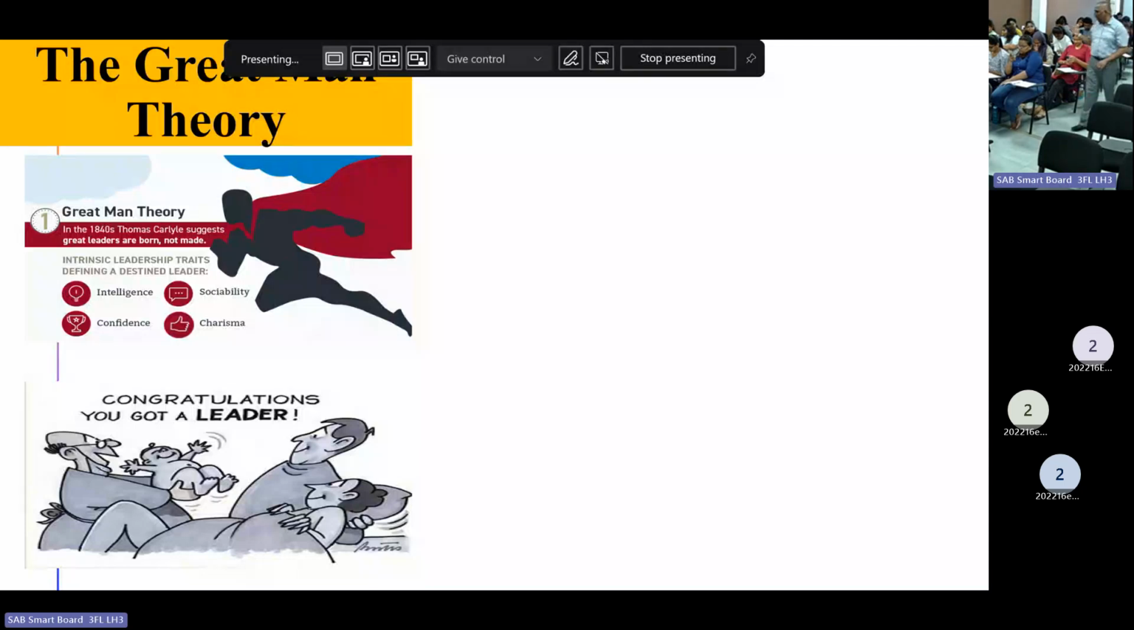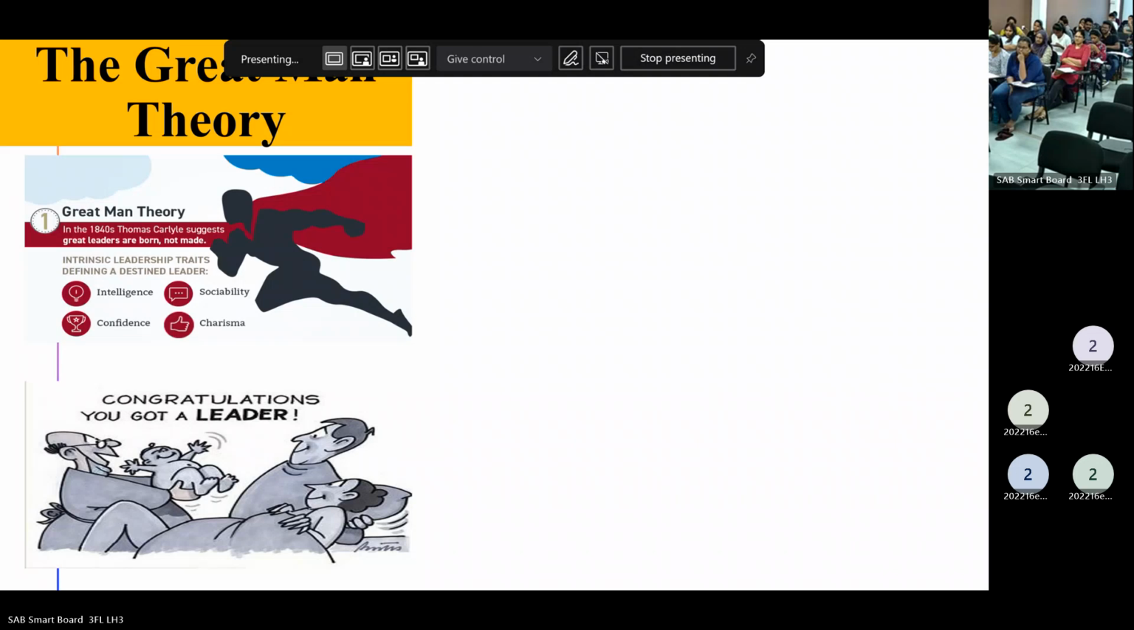So you can see how research is done. The research is still continuing. So I want you to understand that more than 100 traits have been identified, or 180. If you understood that, here there was a belief in 1840: congratulations, you got a leader. They thought leaders are born. That was a belief, the great man theory. If you have intelligence, sociability and charisma, they thought the leader is born. That was in 1840, not today.